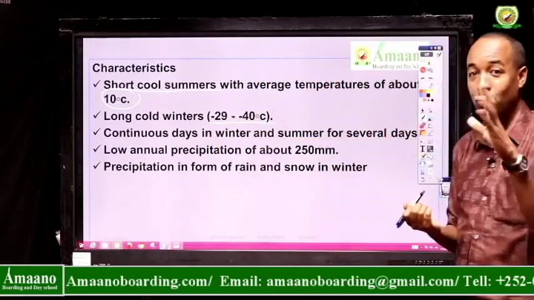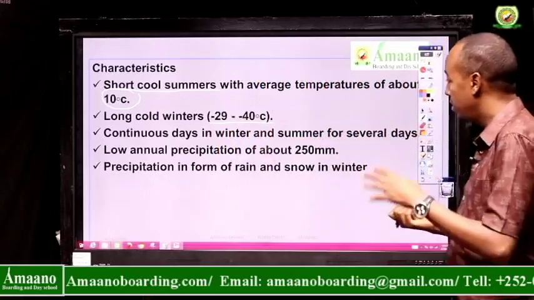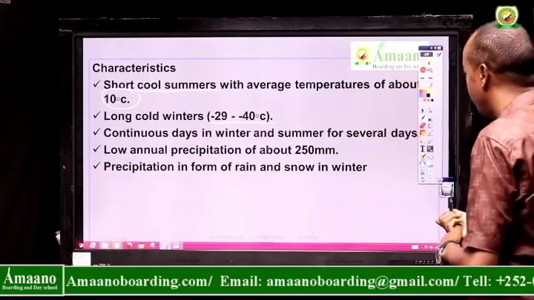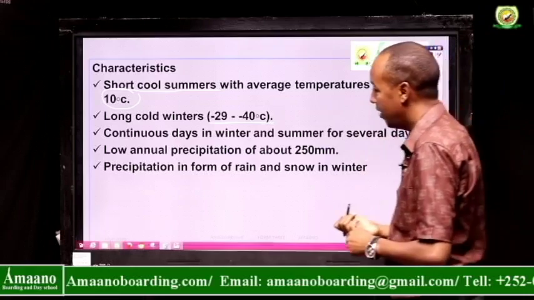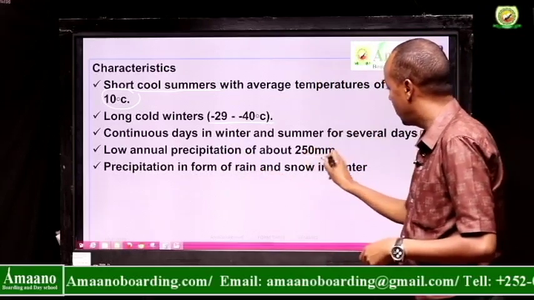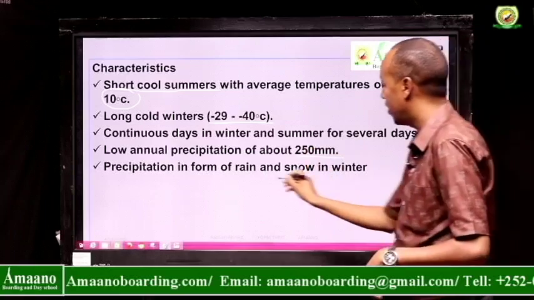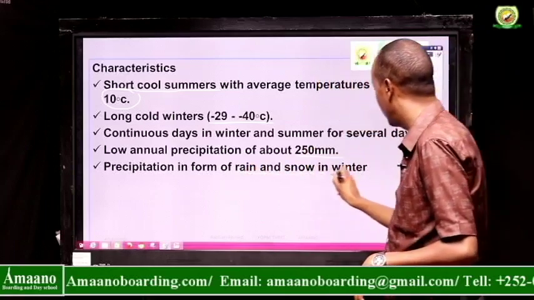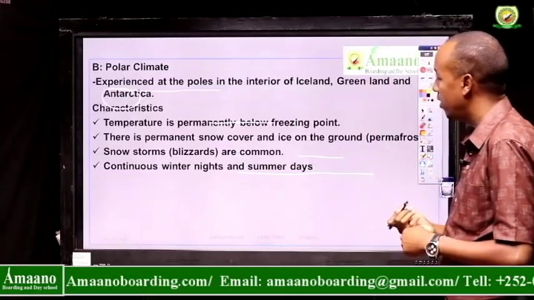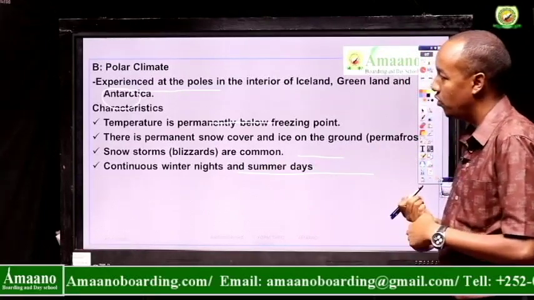Sometimes there are continuous days in summer and continuous nights in winter for several days. A complete day will continue, no night at all for several days. And at the same time the precipitation is low, around 250 millimeter. Precipitation generally is in the form of rain and snow during the winter. Okay, the second one, the last point, is the polar climate.